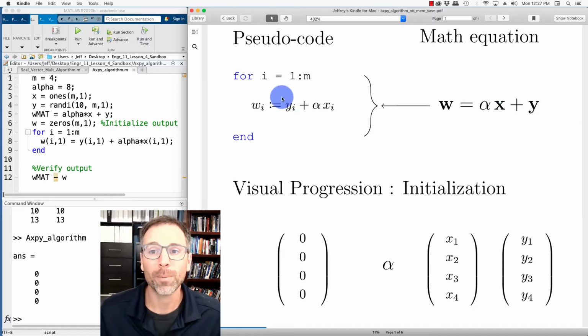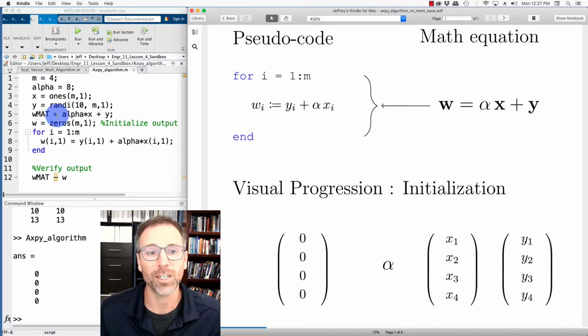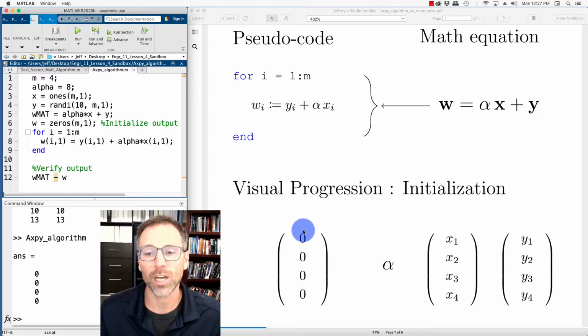The pseudocode implementation of this is for i goes from 1 to m, assuming, of course, these are m by 1 vectors. We set w sub i to get y sub i plus alpha x sub i. We do that m times. And then the visual progression that we have in this algorithm that we just did, we've initialized w to be 0. We have x sitting in memory, and we have y sitting in memory. Both were 4 by 1 because of our choice of dimension. We also have this alpha sitting in memory.